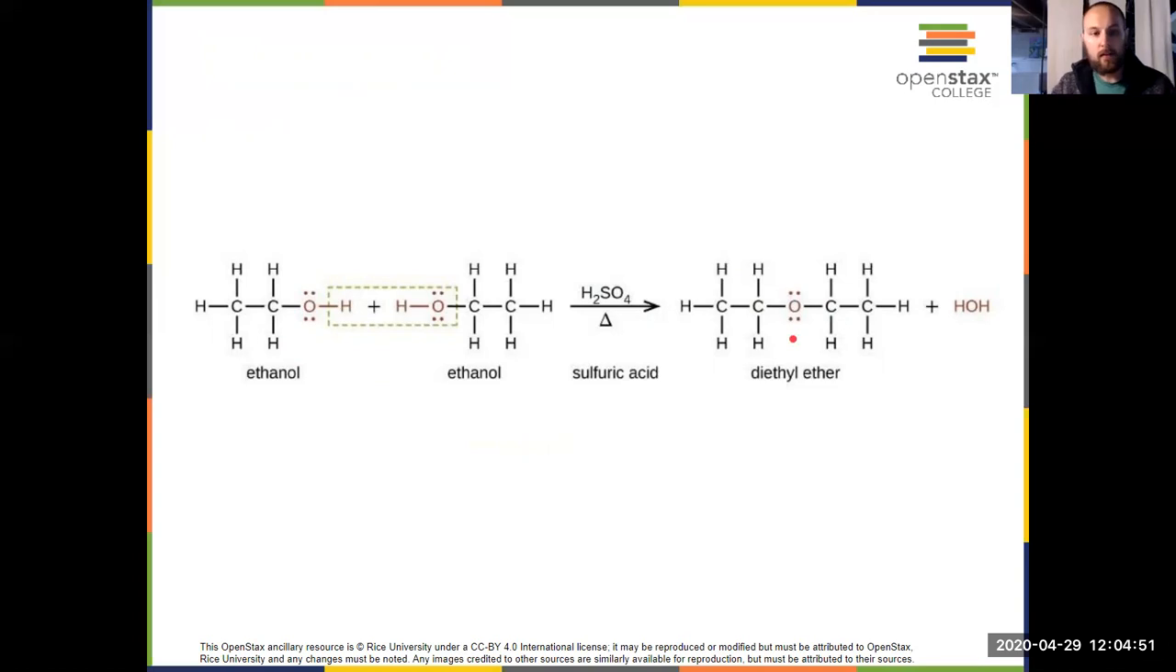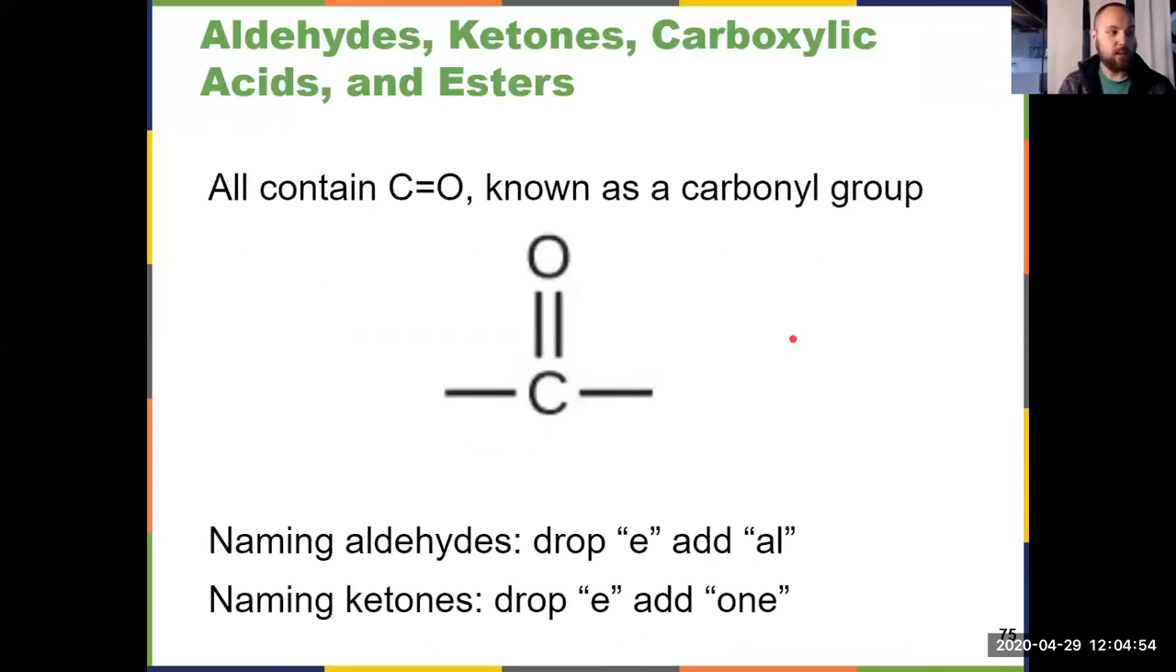Now what to be on the lookout for is a C double bond O, which is known as a carbonyl. Because if that's next to an OH or an OC, that would change the name of the alcohol or the ether to something else. We're going to start by considering aldehydes and ketones. We'll see pictures of those next, but the nomenclature is down here.